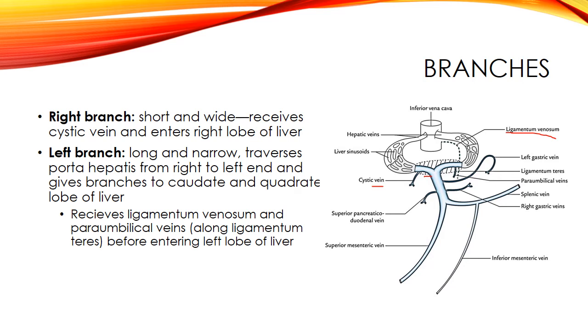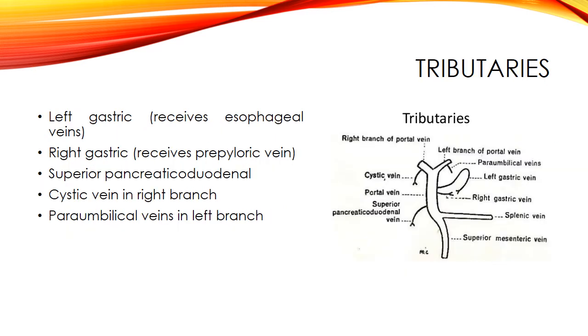We can also see the various tributaries of the portal vein in this diagram as well. So the tributaries, I'm just going to use a different color for the tributaries. The tributaries of the portal vein will be the superior pancreaticoduodenal vein, the cystic vein, which is for the right branch, the ligamentum venosum and the paraumbilical veins through the ligamentum teres. The splenic vein is obviously one of the major veins which is forming the portal vein. The left and the right gastric.